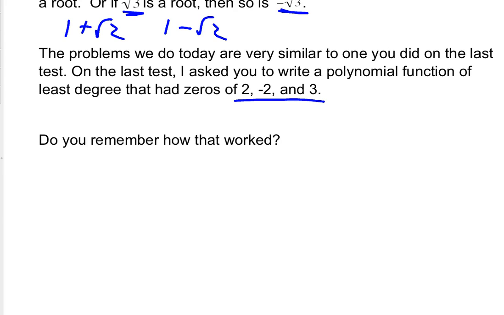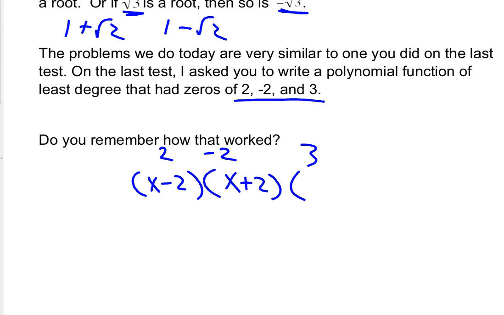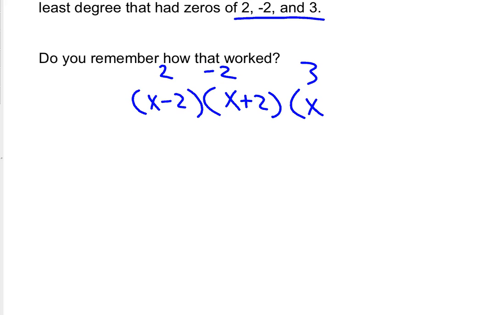Okay, well, hopefully you're thinking a little bit there. How it worked was, if 2 was a 0, then x minus 2 was a factor. And if -2 was a 0, then x plus 2 was a factor. And if 3 was a 0, then, what's the last one? x minus 3 is a factor. And you weren't supposed to leave it in that form. I think some of you did, unfortunately, but you're supposed to multiply it out.